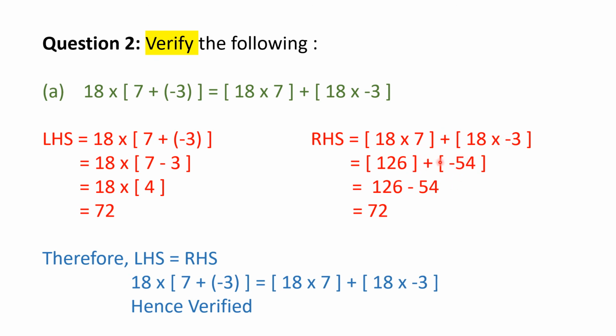Now 126 plus minus 54. Now plus minus is minus. So 126 minus 54 is 72, right? So that is what the left hand side and right hand side are. So therefore we can say that left hand side equal to right hand side, and this is equal and hence verified. Okay. Now the next part.